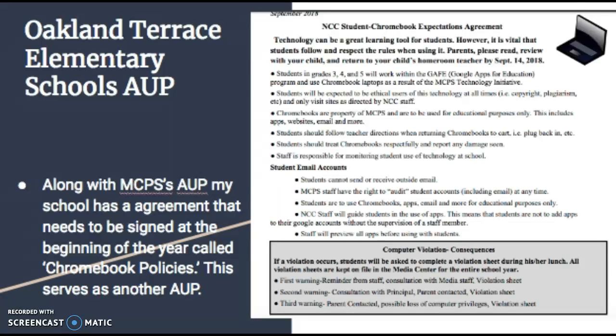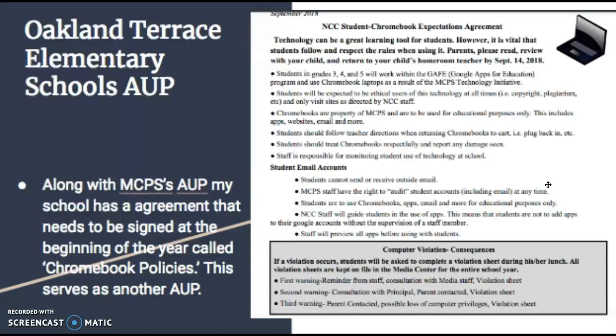So then I dug a little bit deeper and went into my school and their AUP. Along with MCPS, my school has an agreement that needs to be signed at the beginning of the year called Chromebook Policies. This serves as another AUP for the year. If you look at this document, it breaks it down into student-friendly terms, because students actually have to read and sign this document.